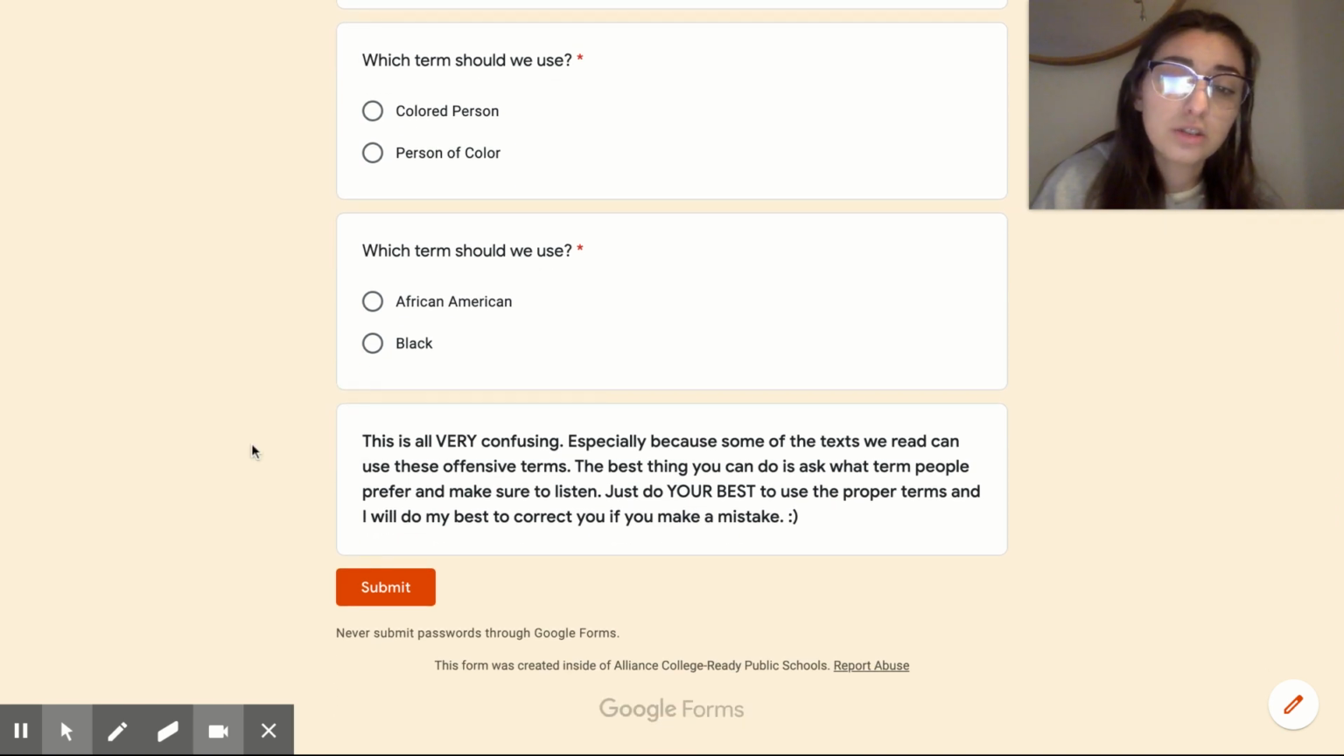At the bottom, I gave you guys a little note here that says this is all very confusing, especially because some of the texts we read can use these offensive terms. Some of these texts are a little bit outdated, and they still use some terms that we don't use today. These kind of things with language are always changing and becoming different. What is the best term to use now? So some of these texts might use the old terms, but when we are talking about them, we want to make sure to use the new correct term.